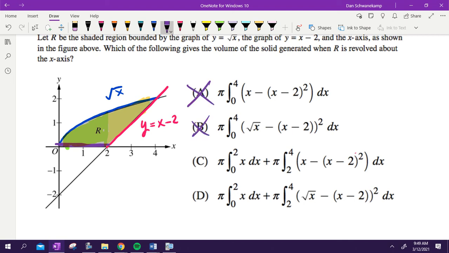I need two separate intervals. One is going to go from 0 to 2. The other one's going to go 2 to 4. All right, let's look at the disc part first. The other reason I can tell it's a disc is I'm only rotating one line. Okay, I'm just rotating this one.